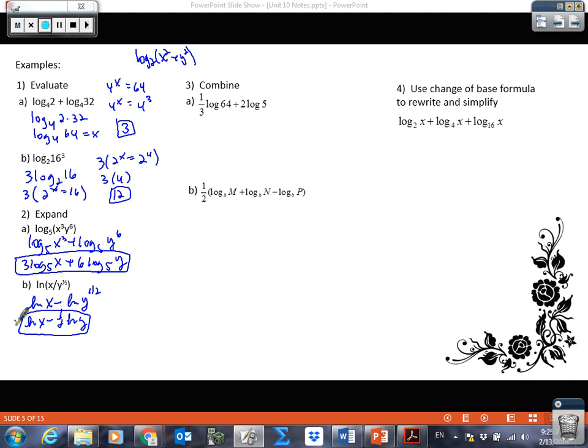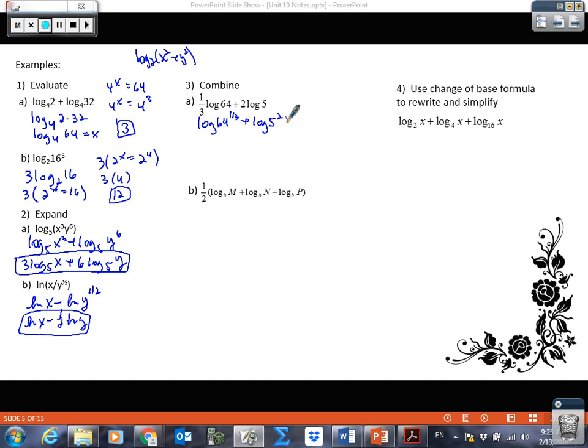Okay. So now let's go the other way. Let's condense them or combine them together and shrink them. So let's look at this one. This 1/3 just belongs to the 64, doesn't belong over here, so I've got to bring up the powers first before I combine them together. So I would do log 64 to the 1/3 plus log 5 squared.